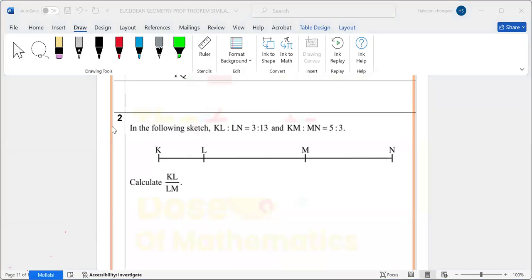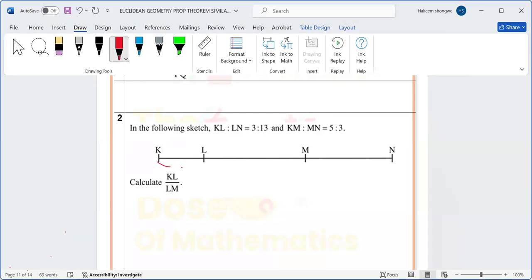So here we are given the following sketch. They say we have KL. You use your colored pens. Let's use red. Starting from here to here, KL is 3 parts. It's not 3, it's 3P.